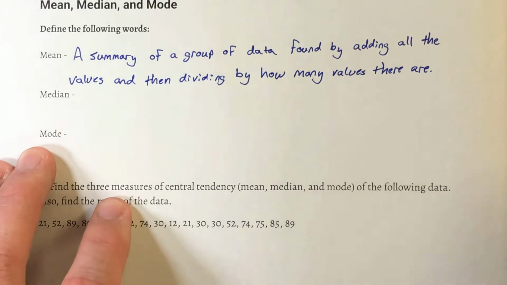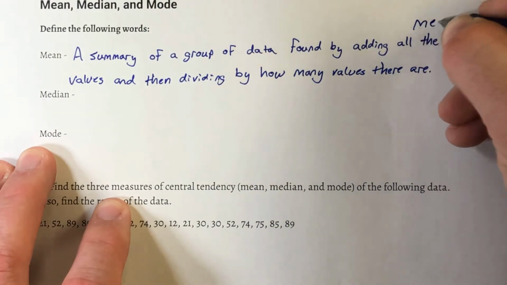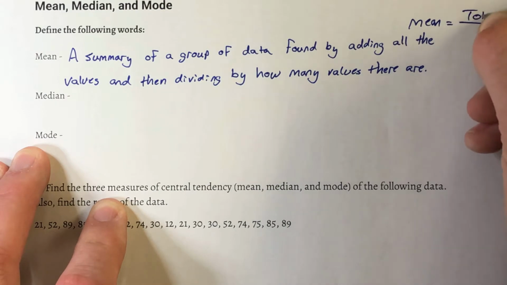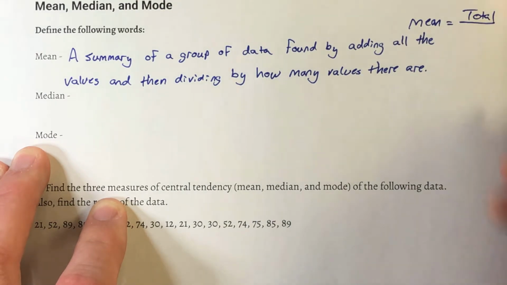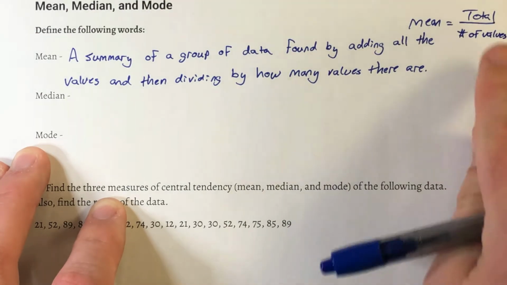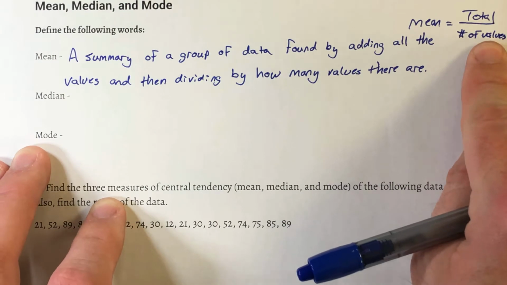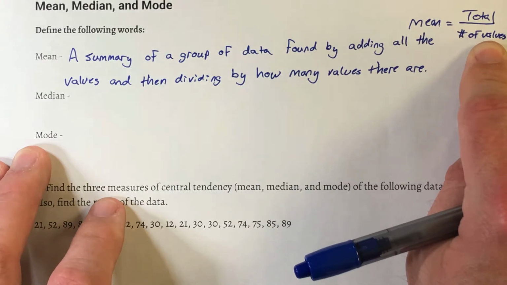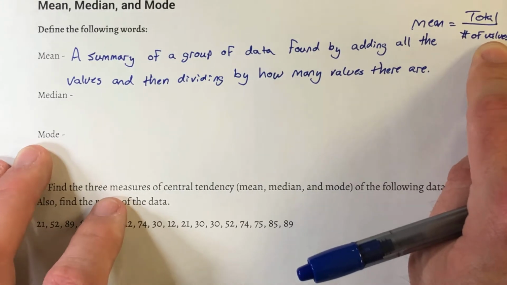So, in other words, the mean is equal to the total divided by the number of values. Like, how many numbers are there? You should include zeros in this. So if there are some zeros in your data, you include them in your number of values.